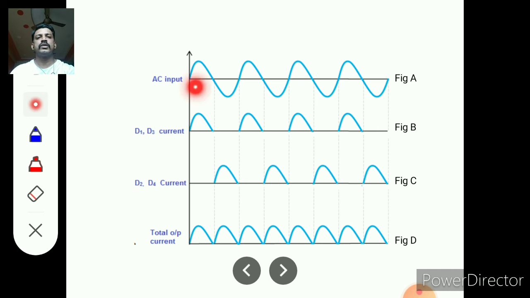So again here it is the input AC signal. Due to the diodes D1 and D3, the current will flow like this. Due to the diodes D2 and D4, the current will flow like this, and the total output current during the negative half cycle is like this.